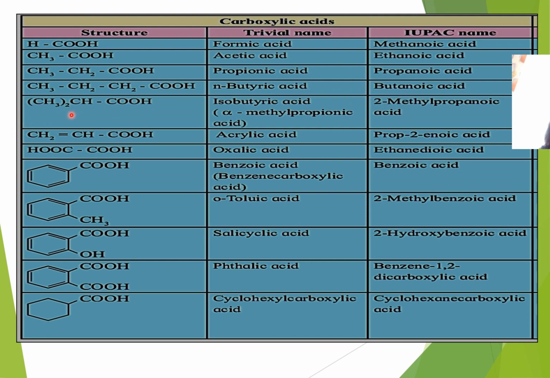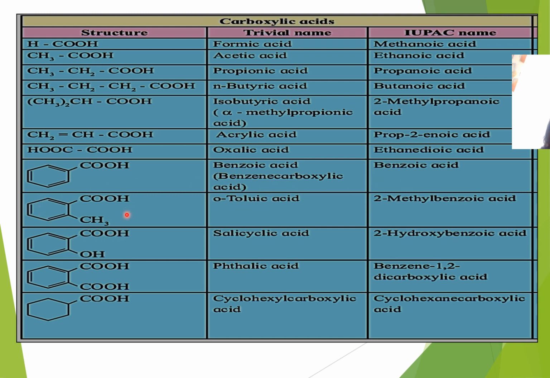Okay. Then (CH3)2CHCOOH has branching on the second carbon, so it is isobutyric acid, also called alpha-methyl propionic acid. The IUPAC name is 2-methylpropanoic acid. Then CH2=CHCOOH is acrylic acid, or prop-2-enoic acid. Clear? Then with 2 COOH groups attached, it is oxalic acid, or we can say ethanedioic acid. Benzene with a COOH group is benzoic acid. The IUPAC name is also benzoic acid.